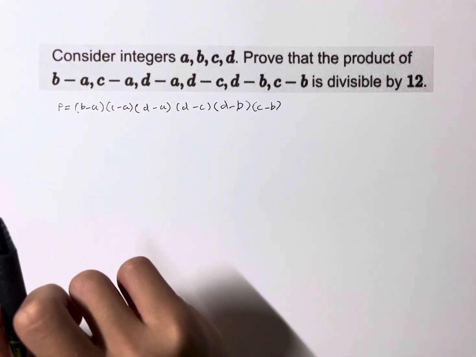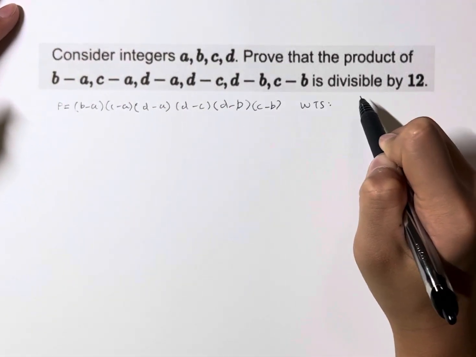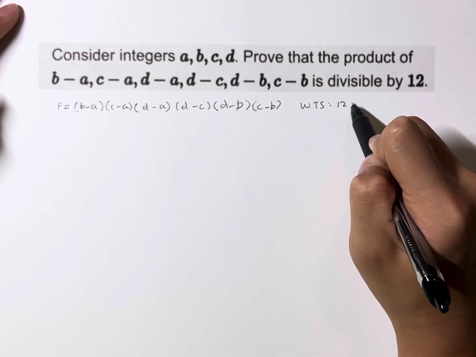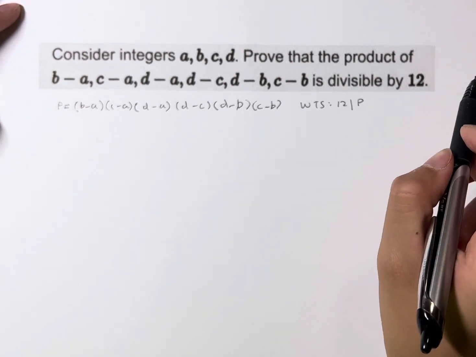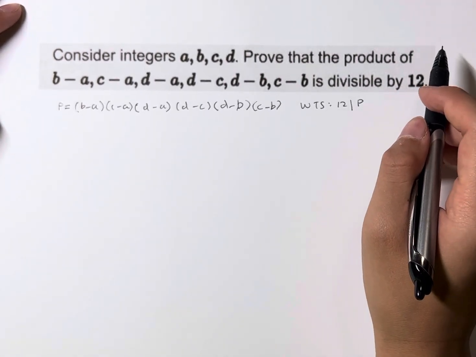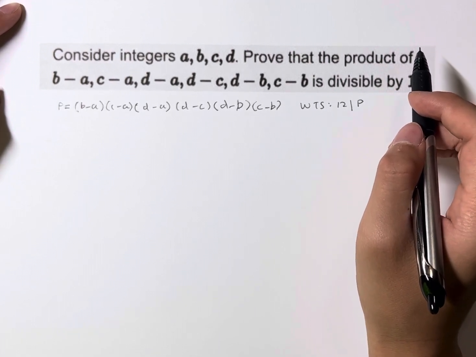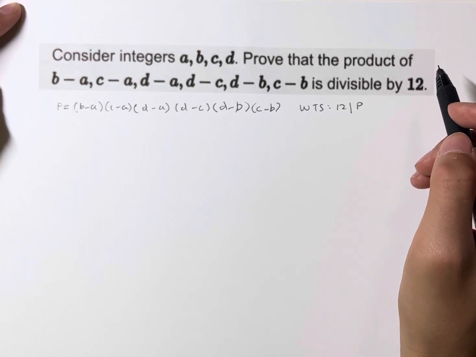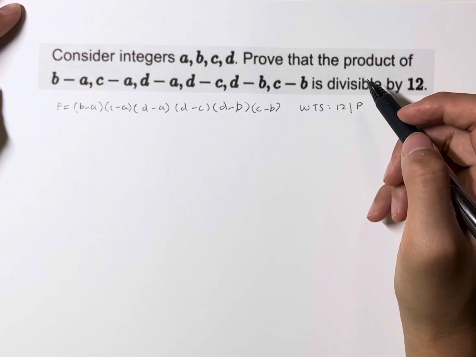So, what do we want to show? We want to show that 12 is a factor of P, or P is a multiple of 12. So we want to show that at least one of these 6 factors is going to be a multiple of 12.